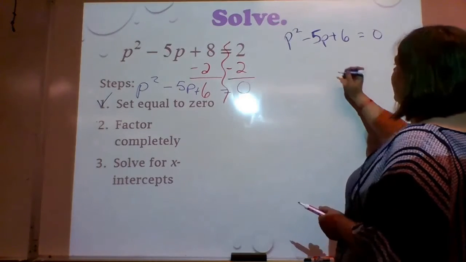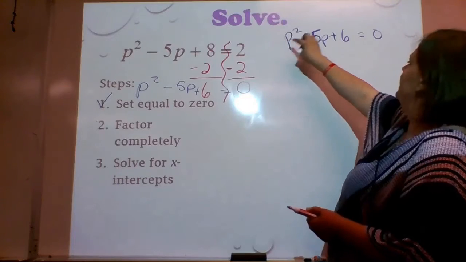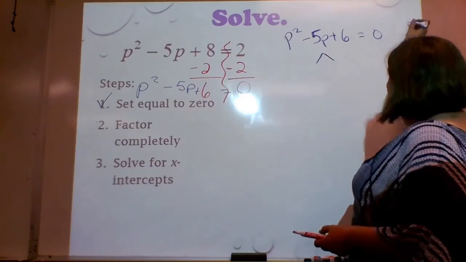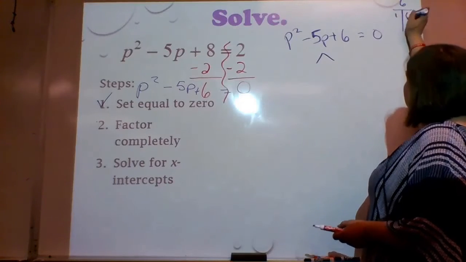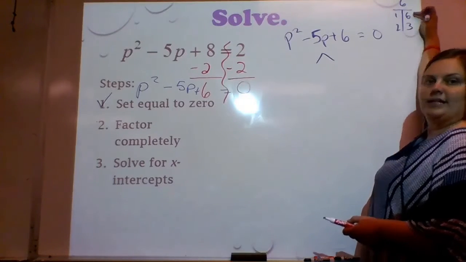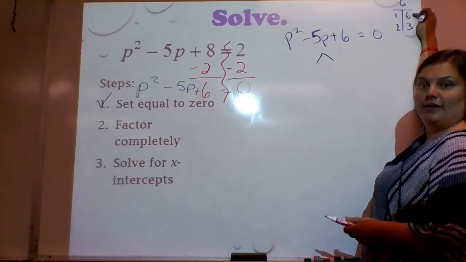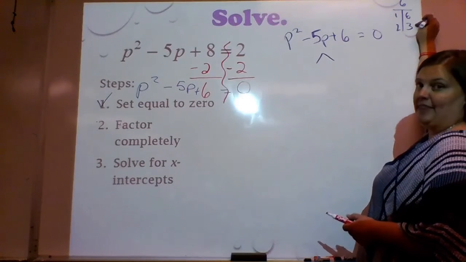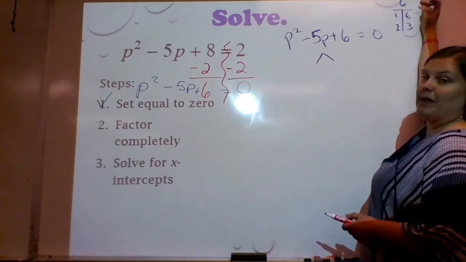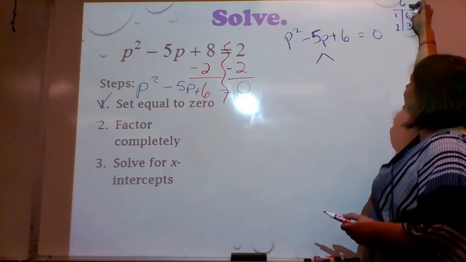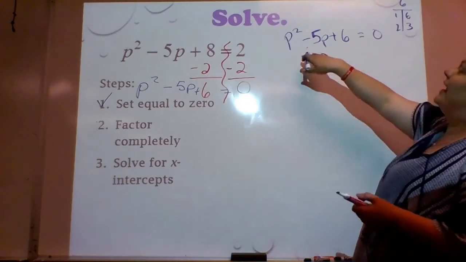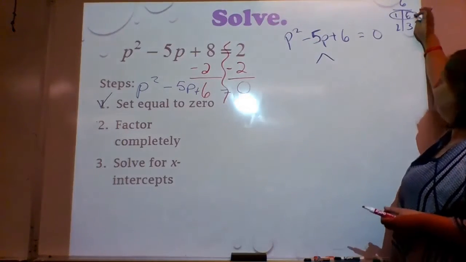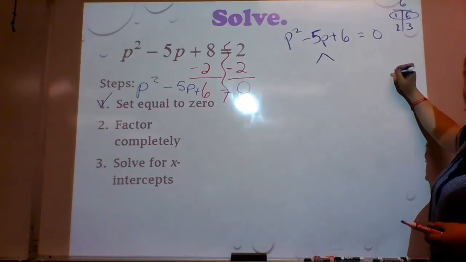You are going to find that a times c is 6. Factors of 6 are 1 and 6, so I'm going to write them down. Granted, 1 and 6 make 5 if I subtract them. This also makes 5 if I add them. But it has to multiply to a positive 6 and add or subtract to a negative 5. These, no matter how I do it, cannot make that.